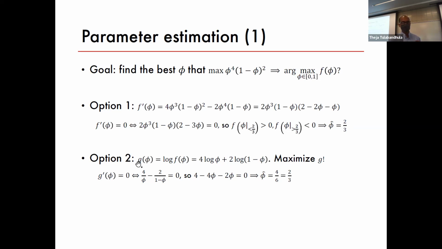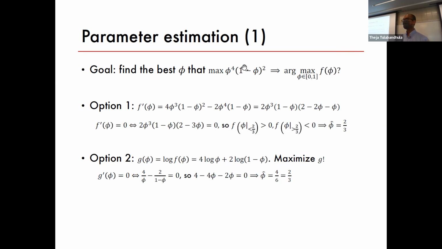Okay, so if you maximize this g function, again take the gradient of this g function and set it equal to 0. That will be 4 times the gradient of log phi, which is 1 by phi, minus 2 by 1 minus phi. Okay, this minus here is because there's a minus in front of the phi here. And so if you solve this, again, you get 2 by 3.